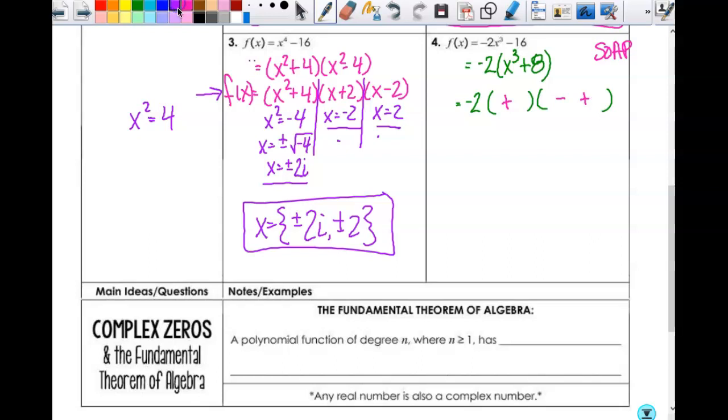So to find these two numbers, I take the cube root of both. Well, the cube root of x cubed is x. The cube root of 8 is what? 2. So my two pieces are x and 2. To fill these 3 spots in, I take this first one and I square it, so I get x squared. The second one, I multiply these two together and I get 2x. The last one, I square this one and it's 4.